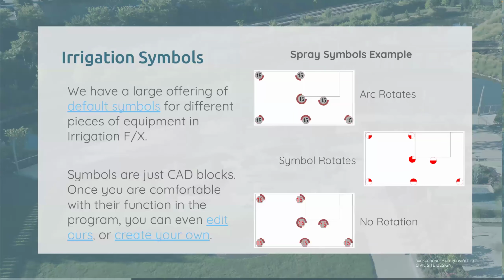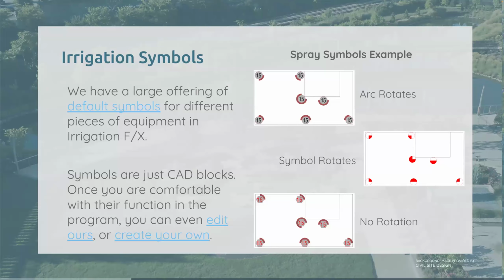So moving into the symbols themselves, we have a large offering of default symbols that are all ready for you to use in the program, ready to go. They're going to size automatically for you. Many different heads, valves, valve callouts, all these things have symbols that already exist in the software ready for you to use. And you can see the differences over here on the right of different spray symbols that we offer.